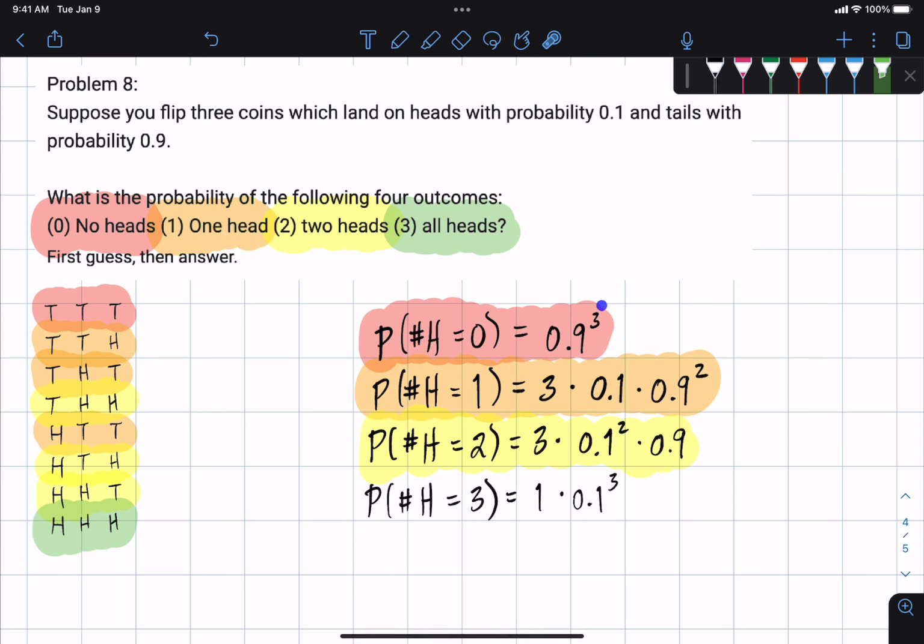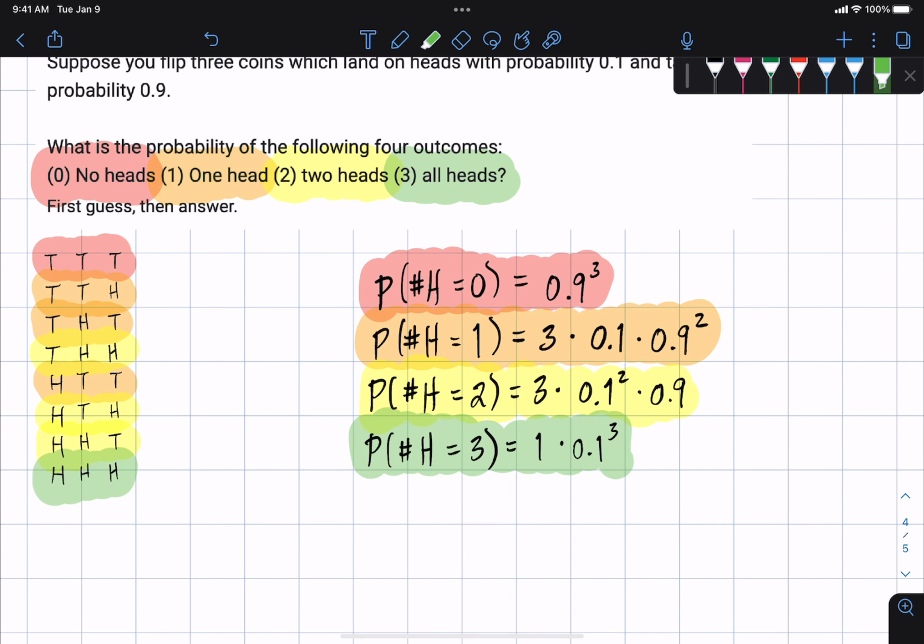And so you can see that the exponent on the 0.9 sort of counts down 3, 2, 1. It's always going to be 3 minus the number of heads, because that will give us the number of tails. And this exponent on the 0.1 sort of always matches the number of heads. So here we have 0.1 to the 0, 0.1 to the 1, 0.1 to the 2, 0.1 to the 3.